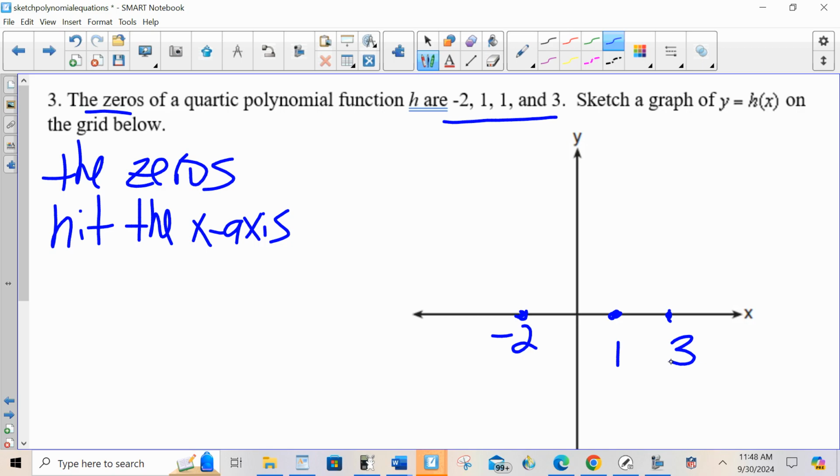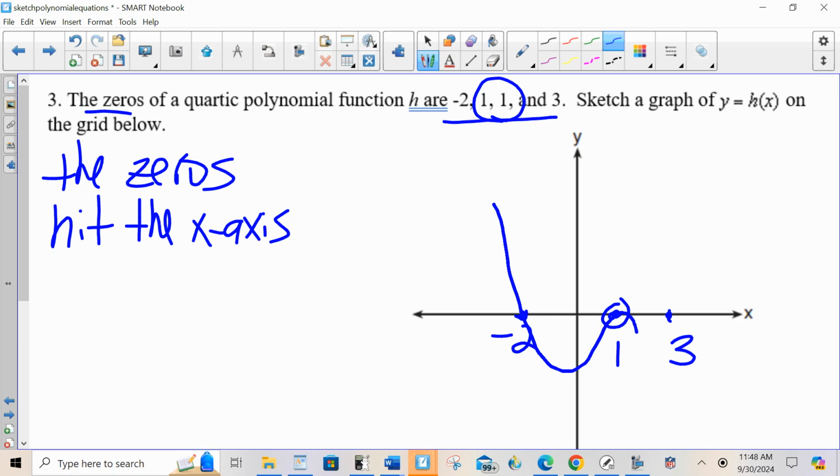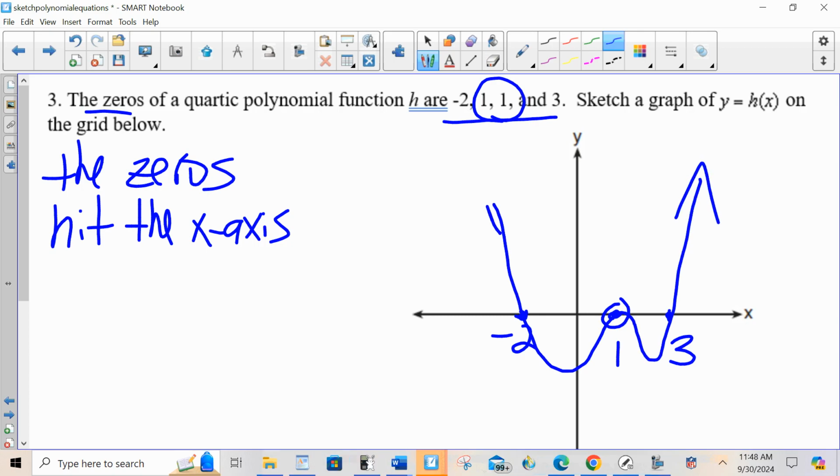Now, we check for double roots. There is a double root at 1. There's 2 1s. So I like to always circle my double root. So when I go to sketch it, again, it does not matter where I start because it does not specify if it's positive or negative. I'm going to pass through the -2. The next thing it has to hit is that 1, and it's going to not pass through but bounce off. The next thing it has to hit is that 3. It's going to pass through, and that's it.